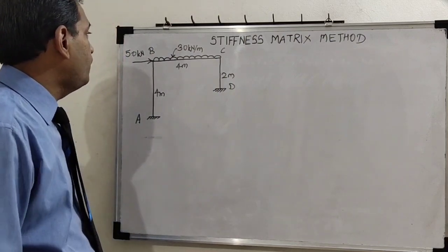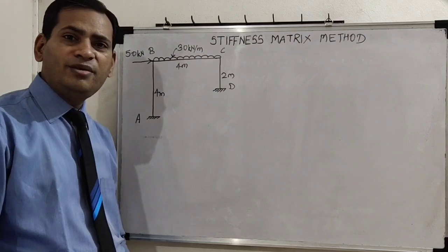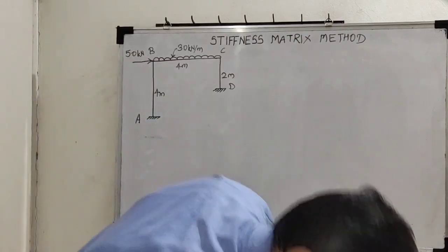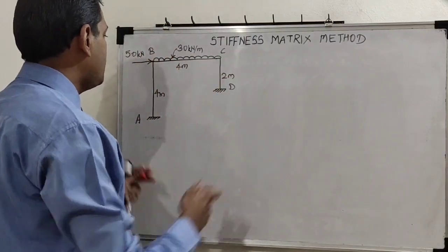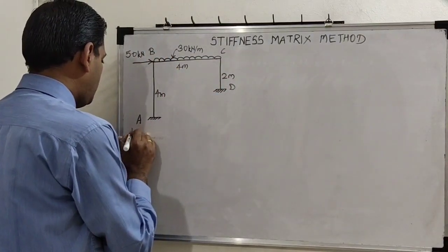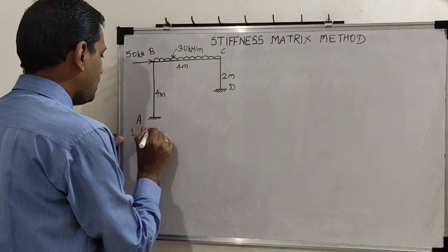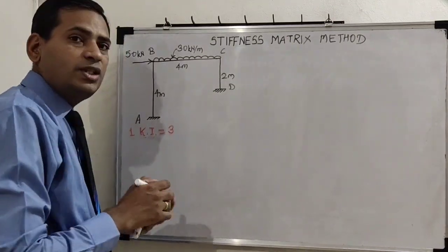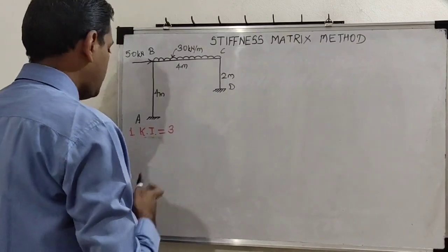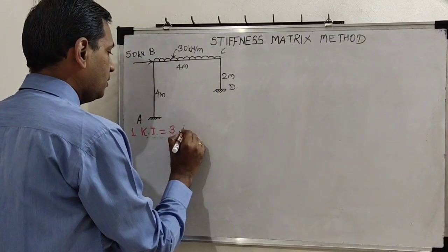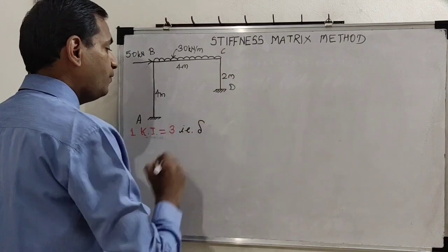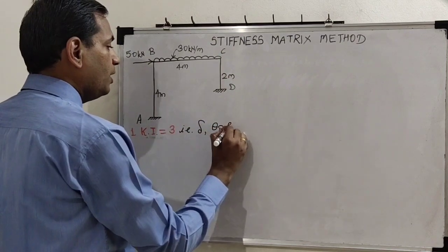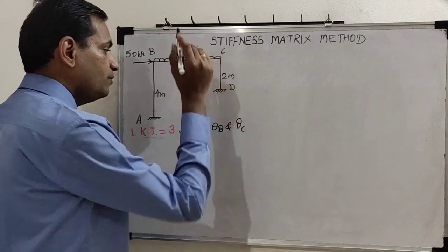So our first step will be finding out kinematic indeterminacy of the frame. So this is a frame with 3 unknowns. So Ki is equal to 3, kinematic indeterminacy. Which are those 3 unknowns? Those 3 unknowns are delta, which is sway of the frame, theta B, rotation of joint B, and theta C, rotation of joint C.